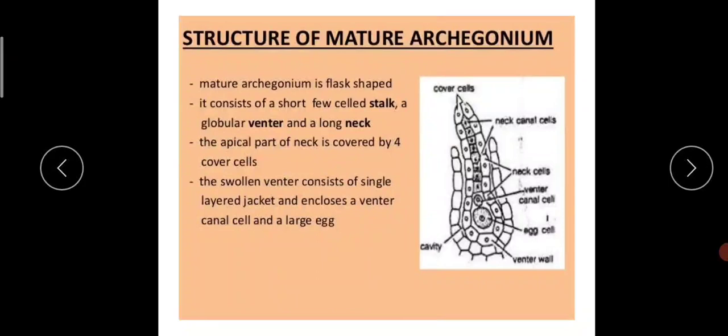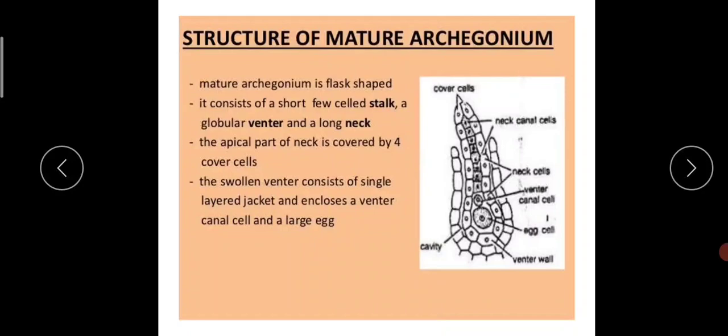And coming to the structure of the archegonia: they are flask-shaped structures, attached to the disc by a small stalk. It has a venter, the swollen region, and an elongated neck. The venter is surrounded by a one-celled thick sterile jacket layer, and inside the venter it contains one egg and a venter canal cell.